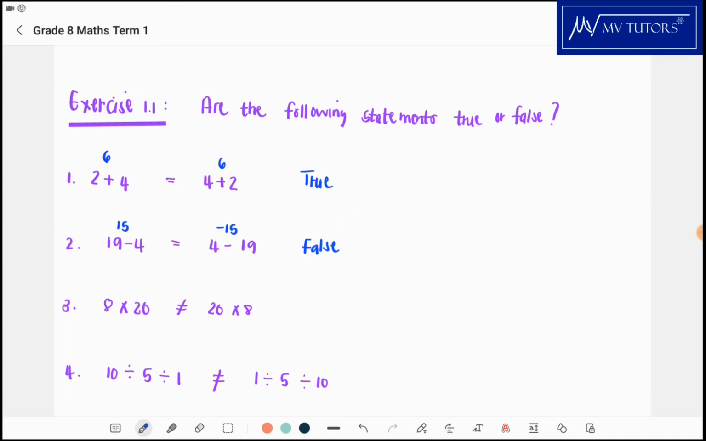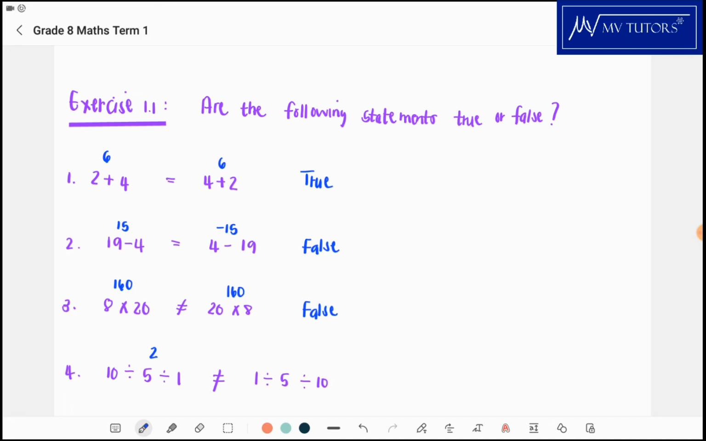Now, I see multiplication on number 3. 8 times 20 is basically 160. 20 times 8 is also 160. And now it says the two are not equal. So this is false because the two are equal. And then number 4, we have 10 divided by 5, which is equal to 2. And 2 divided by 1 is 2.